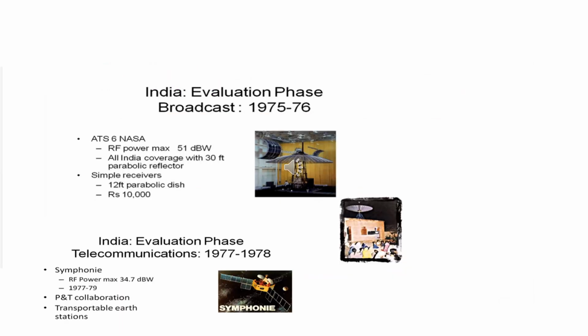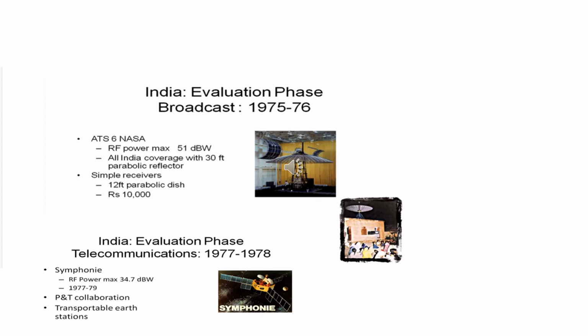Now we will see the evolution phase of broadcast from 1975 to 1976 in India. India borrowed ATS-6 from NASA. It has RF power maximum 51 dBW. All India coverage with 30 feet parabolic reflector. You can see here this is the parabolic reflector. Simple receiver, 12 feet parabolic dish, and it cost around 10,000.